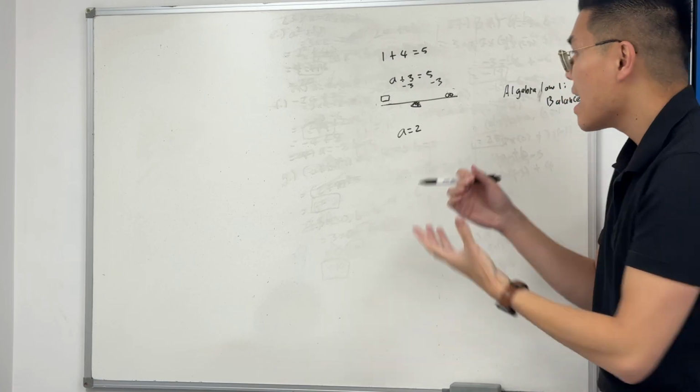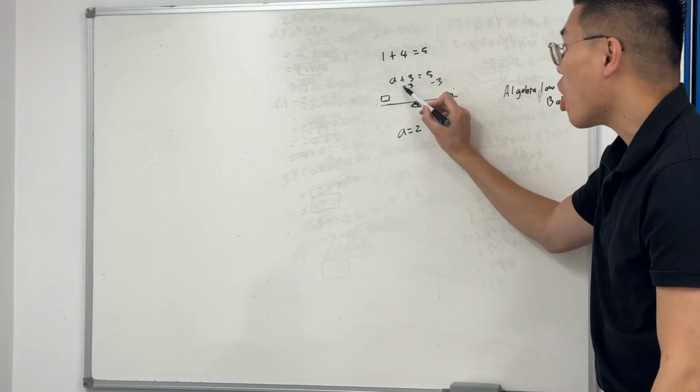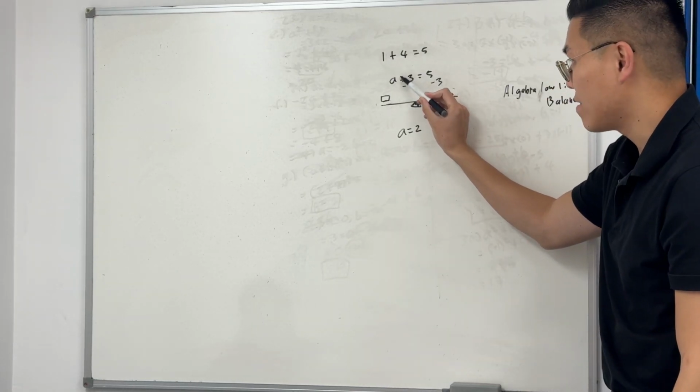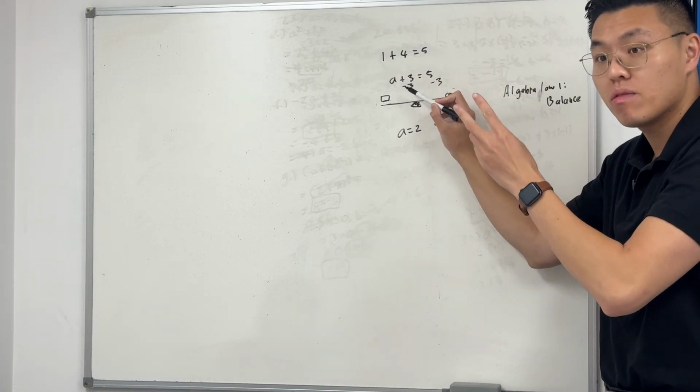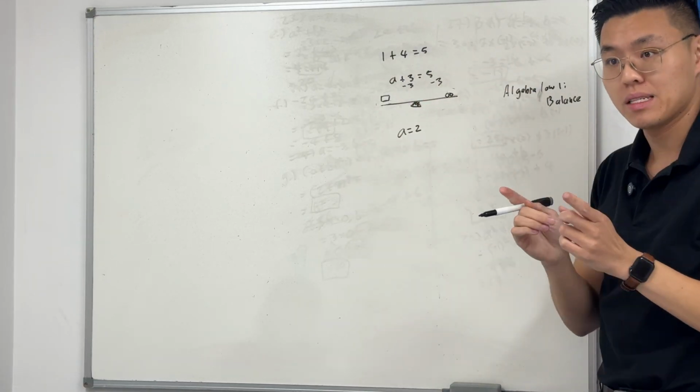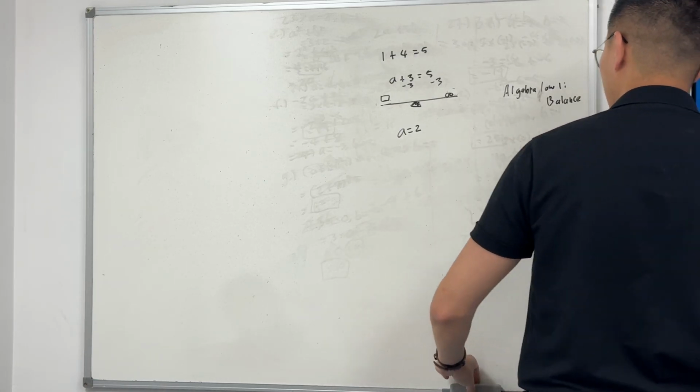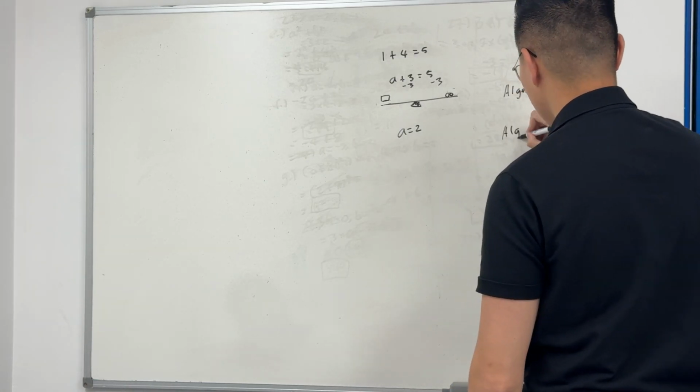In other words, I do the opposite of whatever this thing is. So whatever number there is, I try to do the opposite of it to remove it. Does that make sense? Yes. Okay, great. Okay, so algebra law number 2.